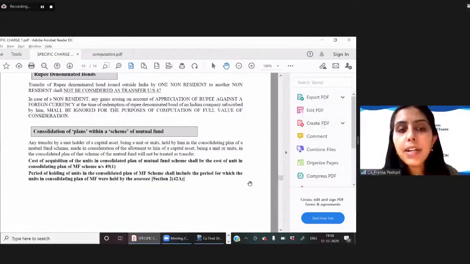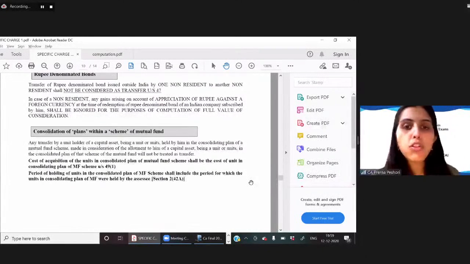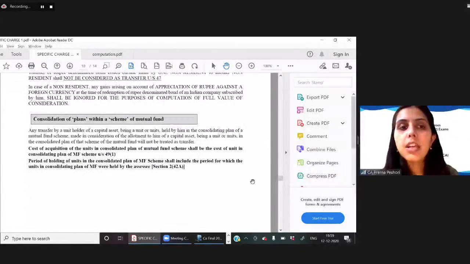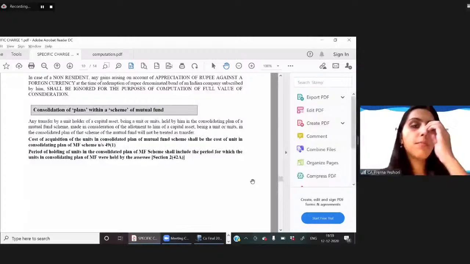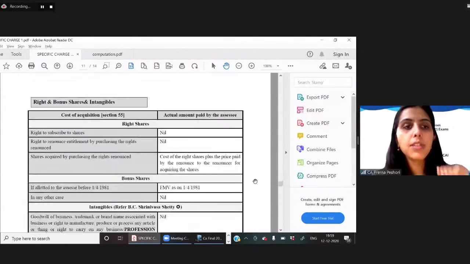Then next is consolidation of plans within a scheme of mutual fund. Again, that will not be considered as transfer when the plans within a scheme are consolidated. Cost of acquisition will be the cost of the previous plan, and period of holding will also be clubbed from the previous plan. Clear? These are some of the small particular instruments where the capital gain taxation is dealt with.